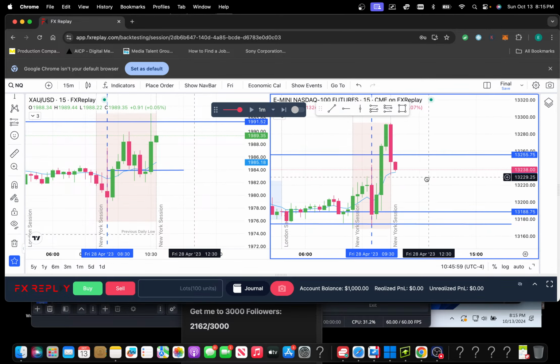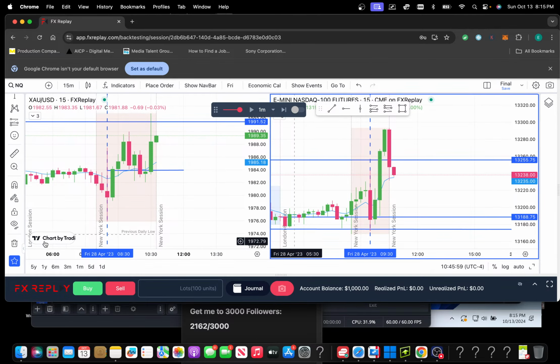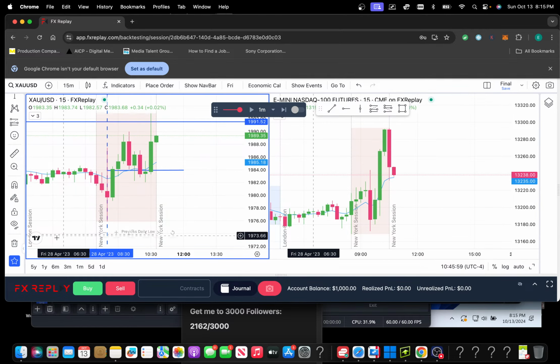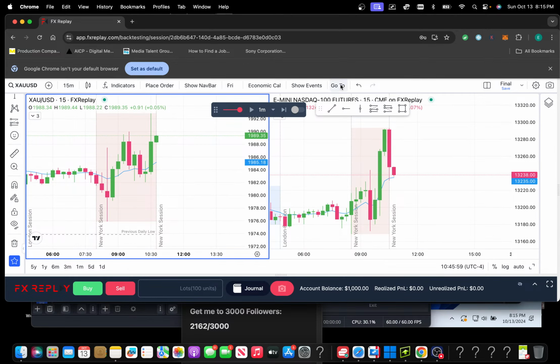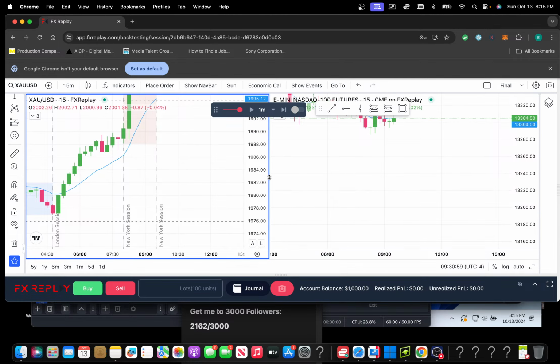The moves are bigger on NQ, I'd say though. I will give NQ that. But yeah, I think I'm gonna stick with NQ because I know anytime you go to something new, it's gonna be a learning curve, and I don't want to deal with that learning curve right now.